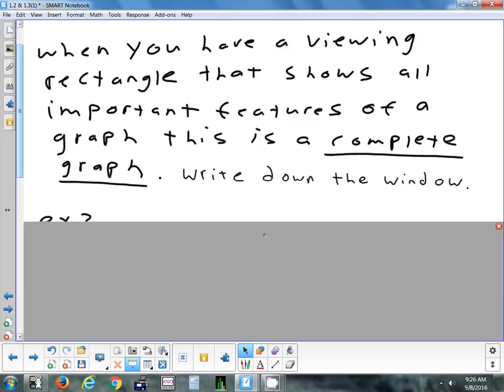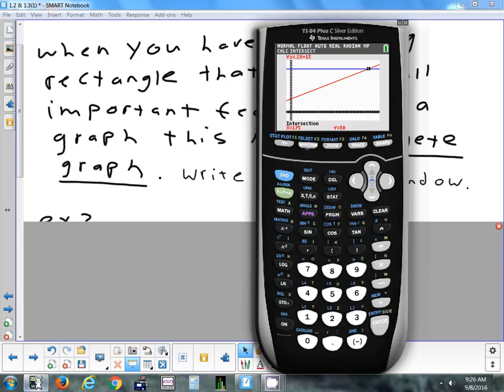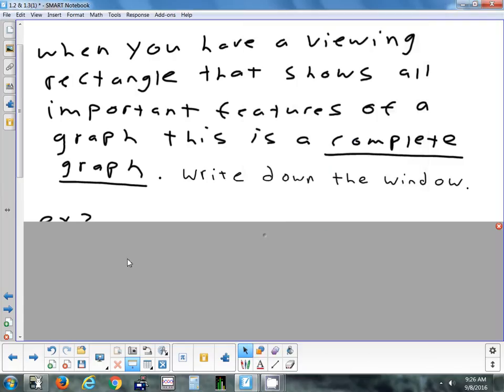Having a window that shows you everything that's important, that's called a complete graph. So in the homework, when you see directions that say find a complete graph of the following, there's nothing to write down other than the window that you used. All I need to know is your x-min, your x-max, your y-min, and your y-max. Just write down your window.